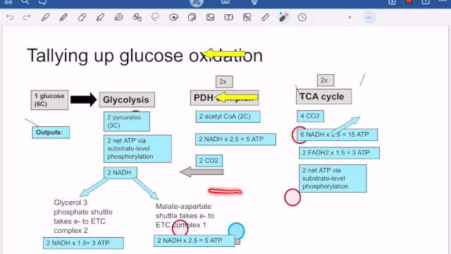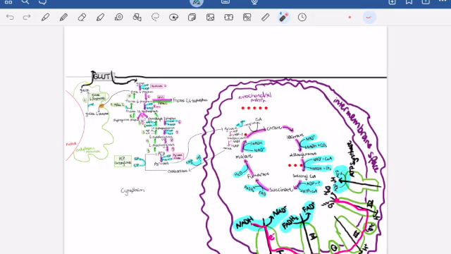So here's where those shuttles become important. You can see here, this is the electron transport chain, and it takes place where? In the inner mitochondrial membrane. Here's the PDH complex and the citric acid cycle, and they're both taking place where? The mitochondrial matrix. So their electron carriers can both flow freely to their complexes in the ETC.